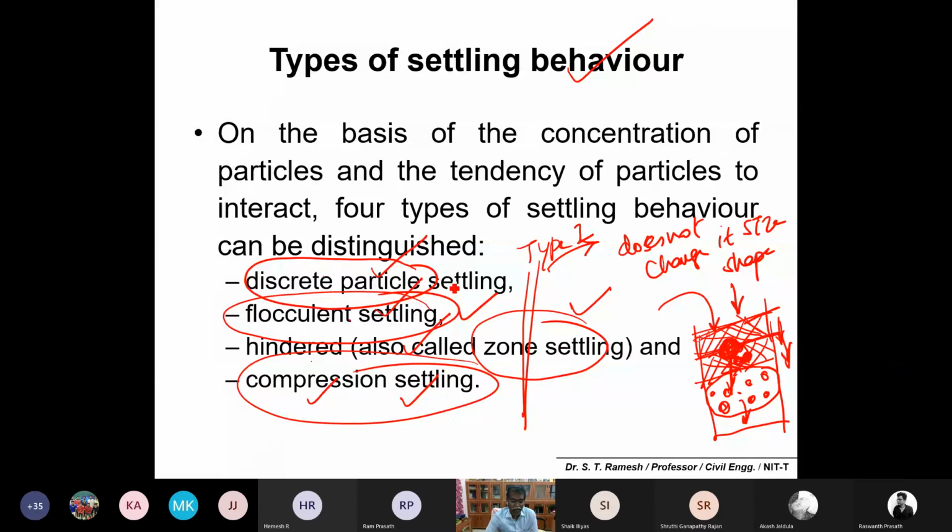Third one is about zone. For an examination or some sort of activity, everybody may go together. Some sort of zone settling process.